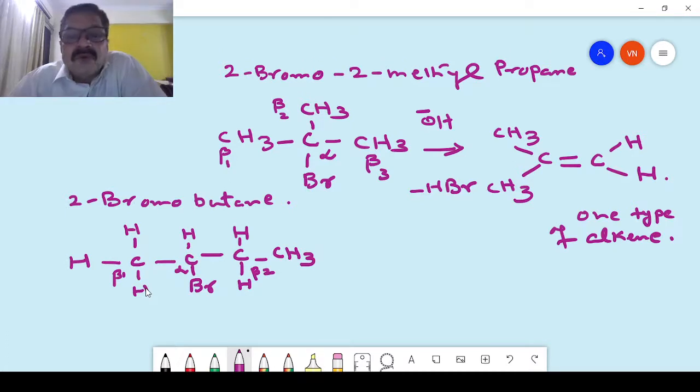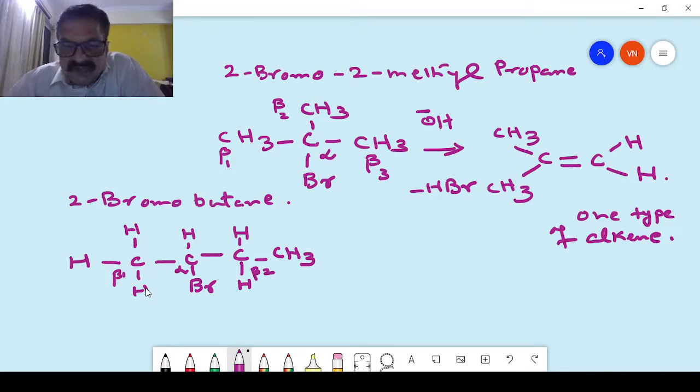But in 2-bromo-2-methyl propane, we have seen only one alkene is formed upon elimination because all the beta carbons are identical. Even though I have written beta 1, beta 2, beta 3, they are all identical beta carbons, unlike in 2-bromobutane, where beta 1 and beta 2 are two different kinds of beta carbons. Therefore, elimination will give you two different types of alkenes.